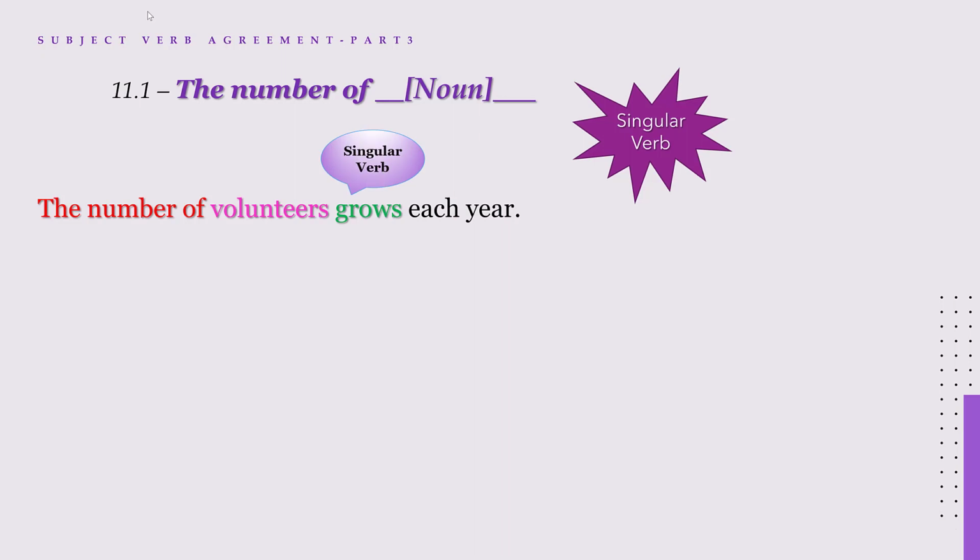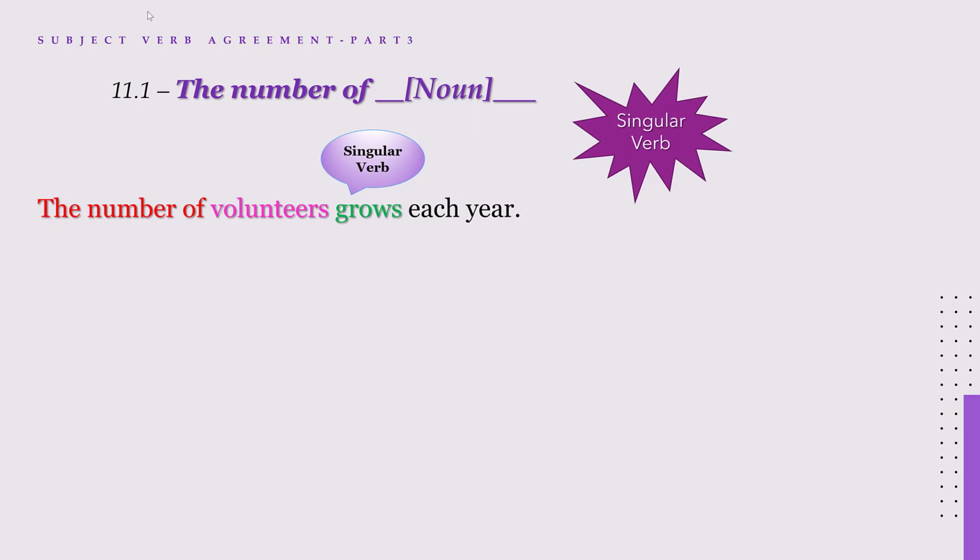In this example, the number of refers to a specific quantity of volunteers. Even though volunteers suggests a group, it represents a single entity. So, it takes the singular verb to maintain subject-verb agreement.